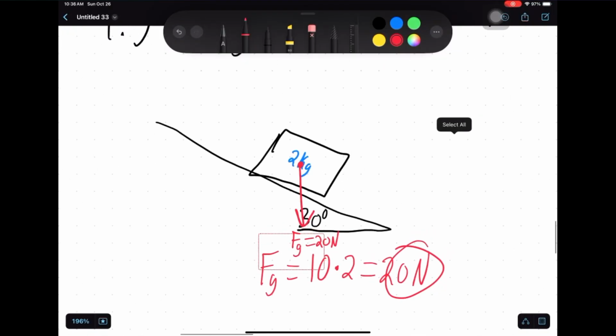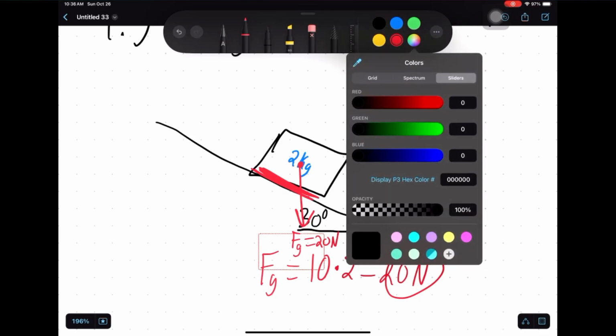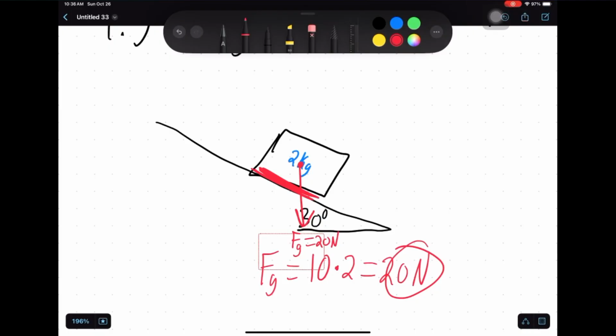Now, we also have force normal. Force normal is here because it is touching a surface. So I'm going to draw where it touches, and I'm going to go perpendicular to that point. So I'm going to go in the opposite direction. This is our force normal. Now, we're going to figure out force normal in a minute, but first let's draw the rest of the forces.